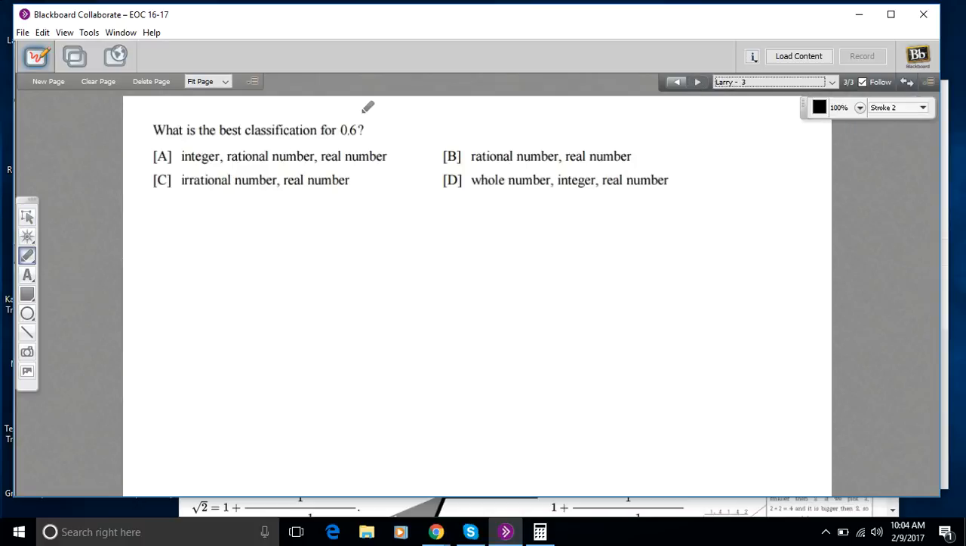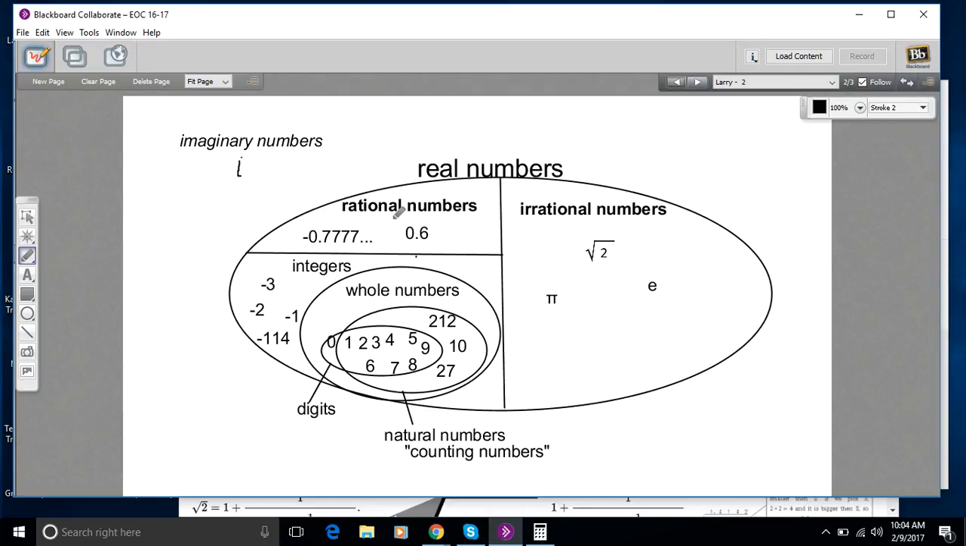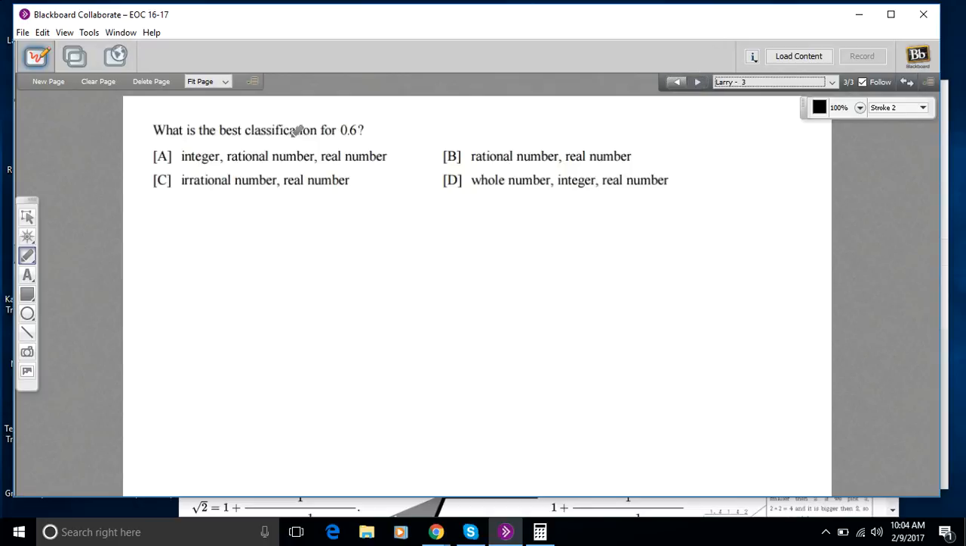This first one says, what's the best classification for 0.6? Well, here's 0.6, so it's a rational number. It's a decimal, it's a real number. Let's see if we can find something like that. So, well, it's not an integer, so A is out right away. B, rational number and real number. It is both of those things, so that might be it. It's not irrational. This decimal would have to go on forever to be an irrational number, so it's not C. And, well, it's not a whole number because it has a decimal part, so it's not D. So must be B, a rational number and a real number.